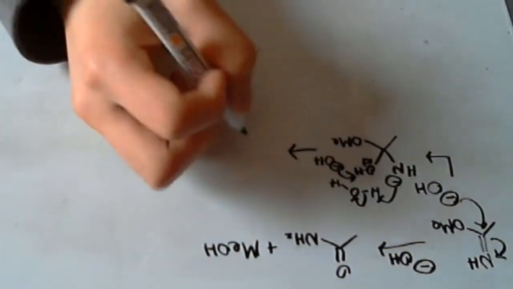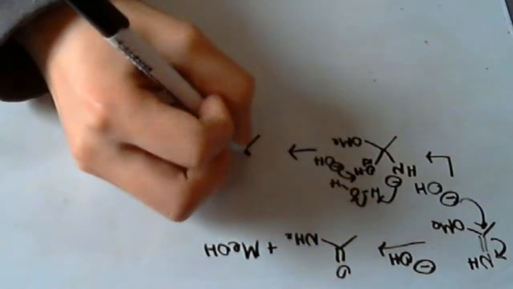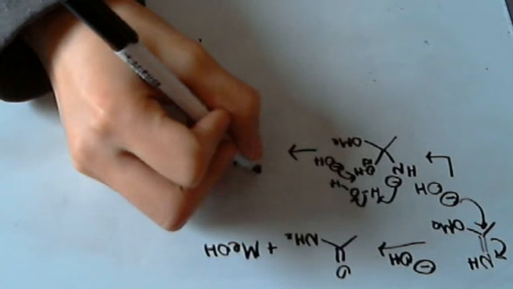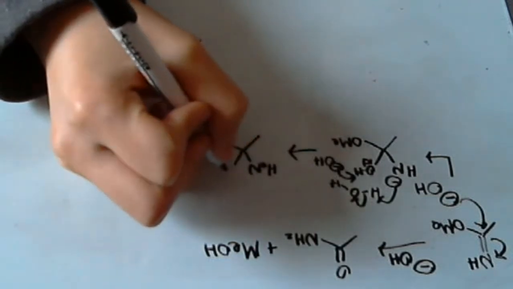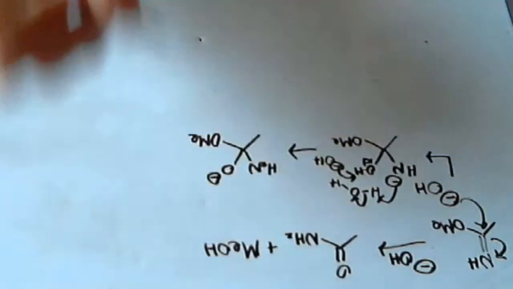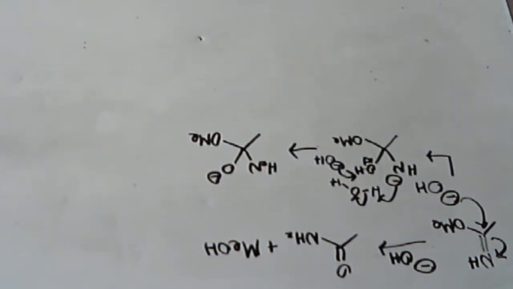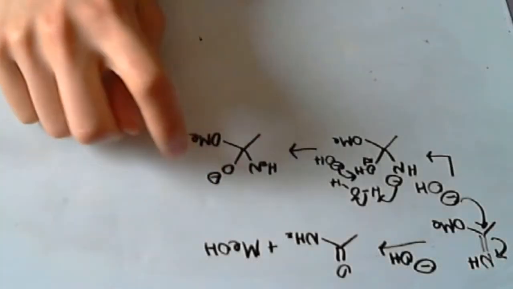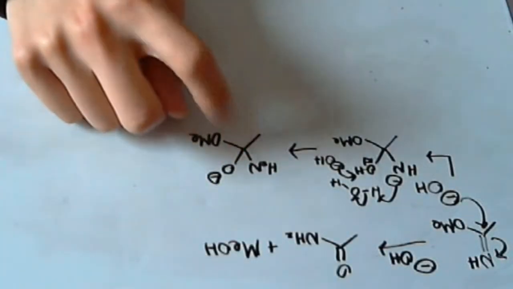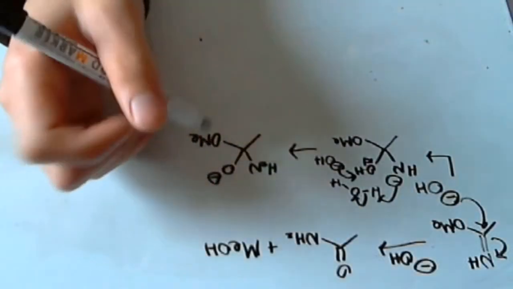So now what do we get? We just have a shuffling of hydrogen atoms and this OMe group here. Okay, so now we got the tetrahedral intermediate we're used to seeing, where we have an O minus and two other groups, right? So what happens when we have this tetrahedral intermediate?